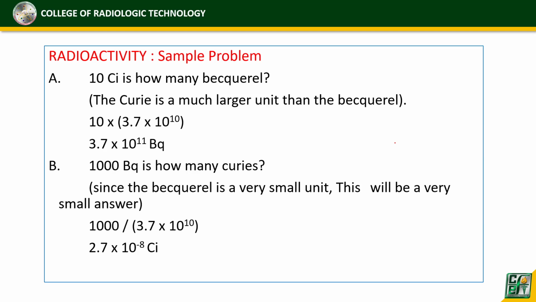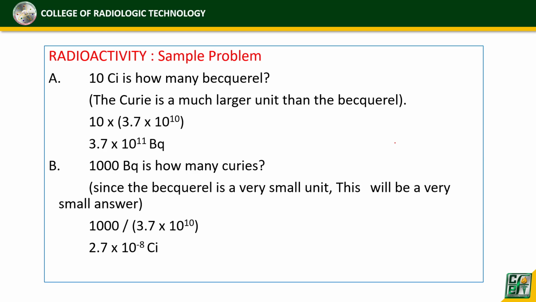However, kapag hindi by ones or by tens or hundreds ang given, you have to really compute. Halimbawa, ang binigay sa iyo ay, let's say, 243 curie. So you have to compute that, at gagawin mo siyang becquerel.